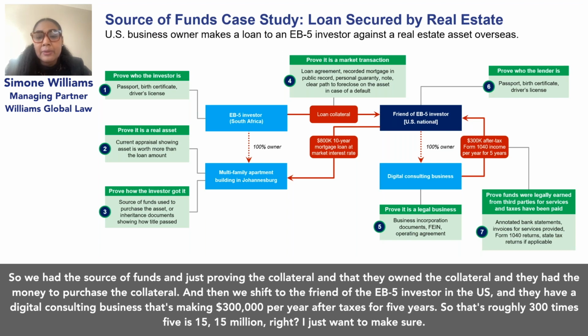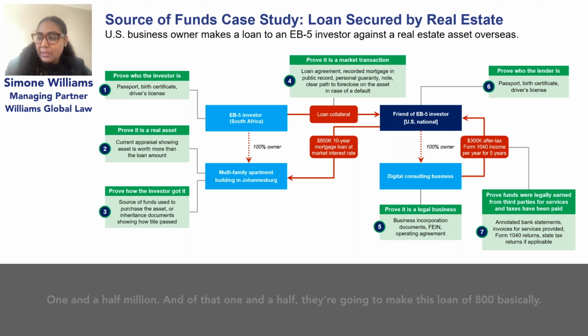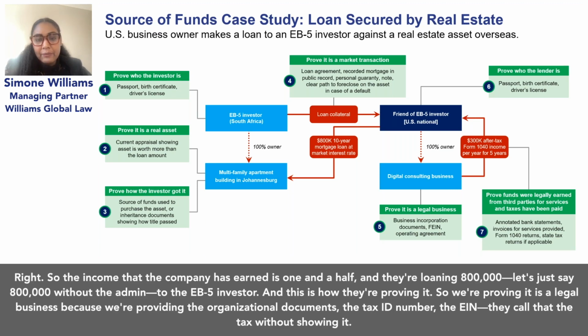So that's roughly 300 times 5, which is 15, million, right? I just want to make sure. One and a half million. Yeah, and then of that 1.5, they're going to make this loan of 800, basically. Right. So the income that the company has earned is 1.5, and they're loaning 800,000, let's just say without the admin, to the EB-5 investor, and this is how they're proving it.